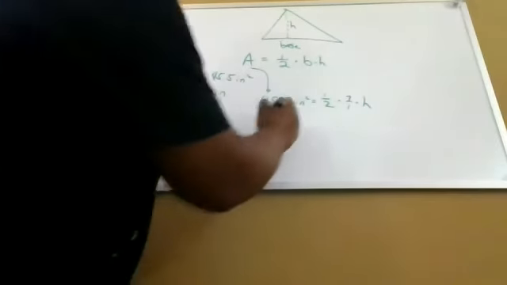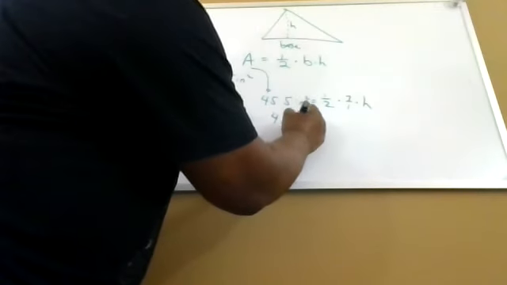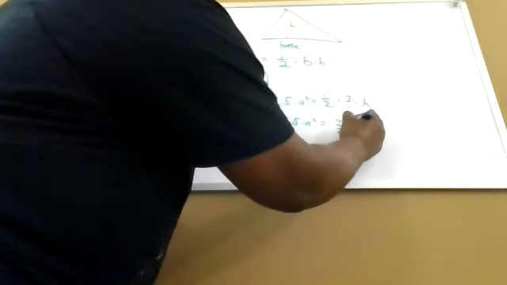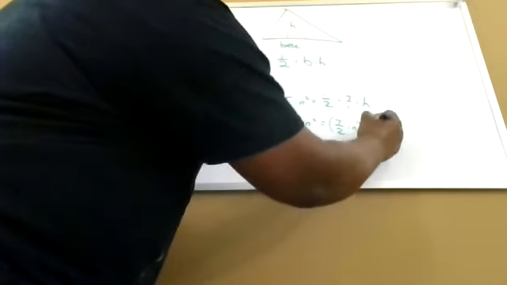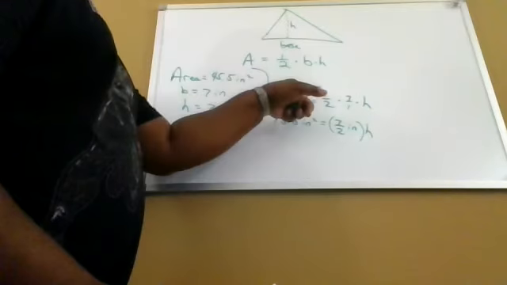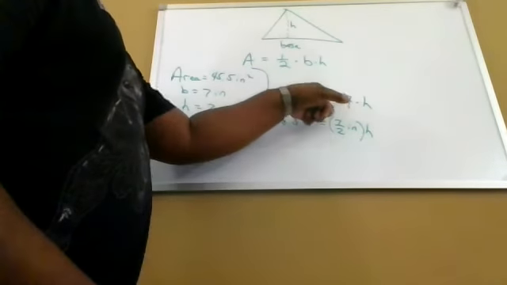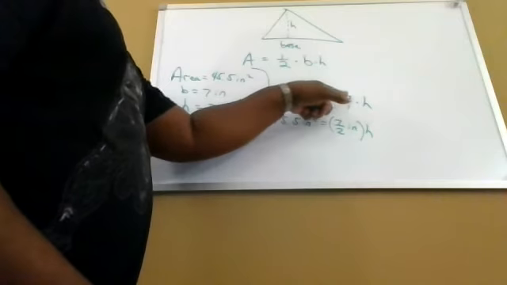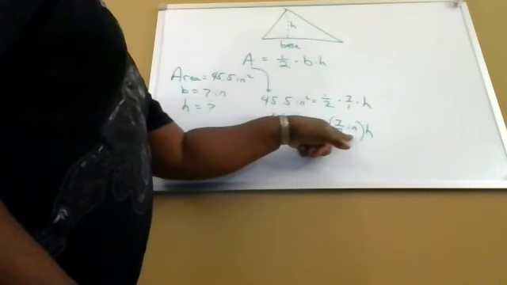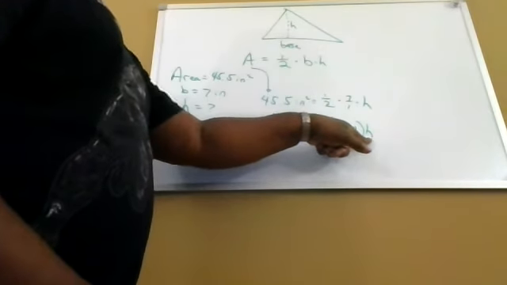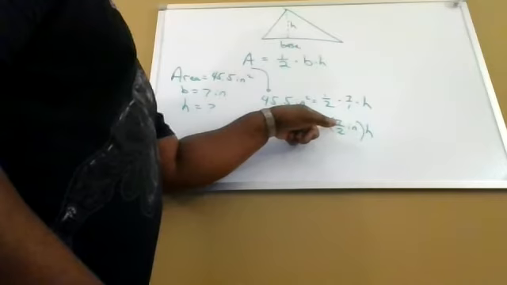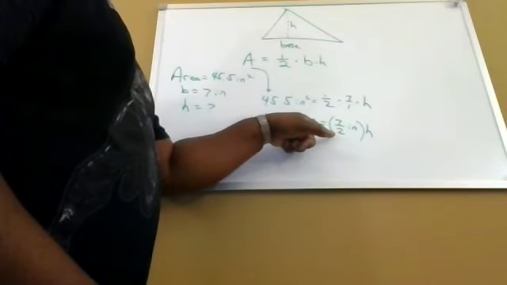So now this gives me 45.5 inches squared equals 1/2 times 7 over 1. 1 times 7 gives me 7 for my numerator. 2 times 1 gives me 2 for my denominator. Inches times my height. To solve for h, I can multiply both sides by the reciprocal of this fraction, 7/2, which is 2 over 7.